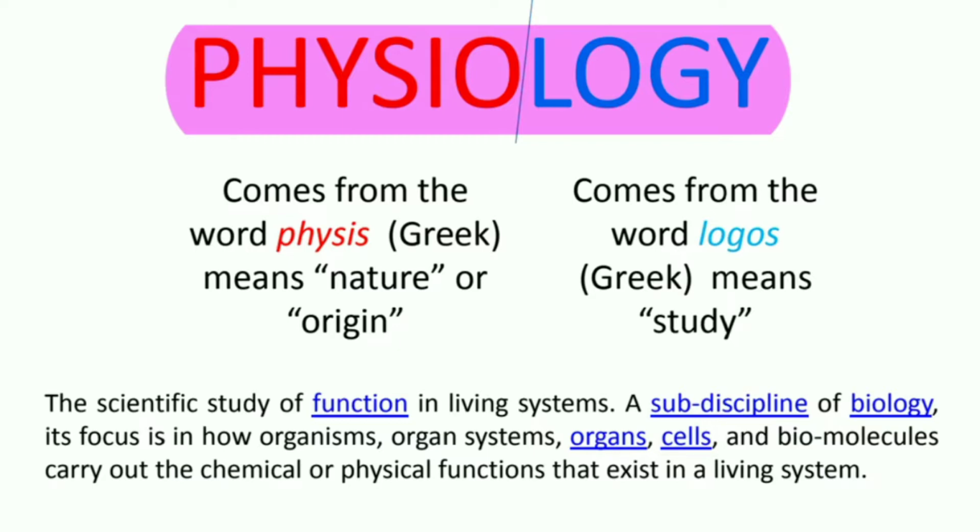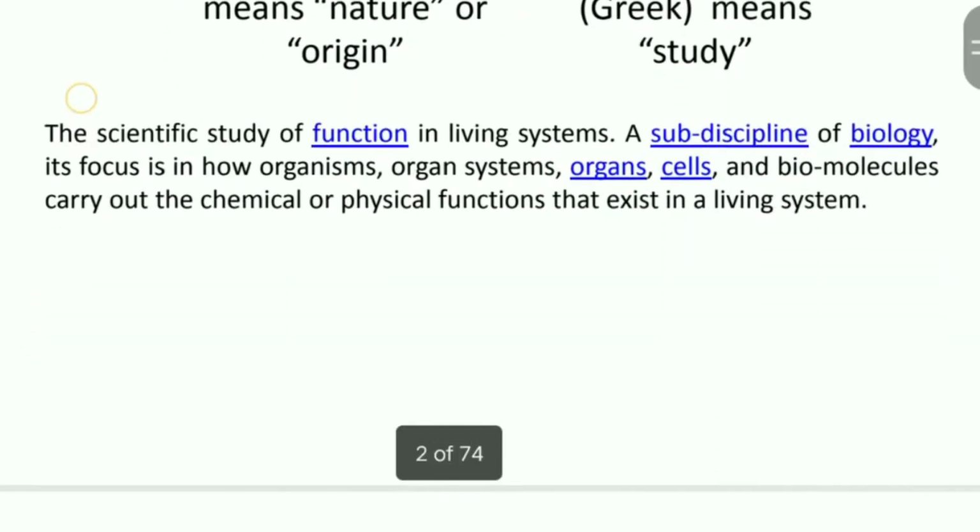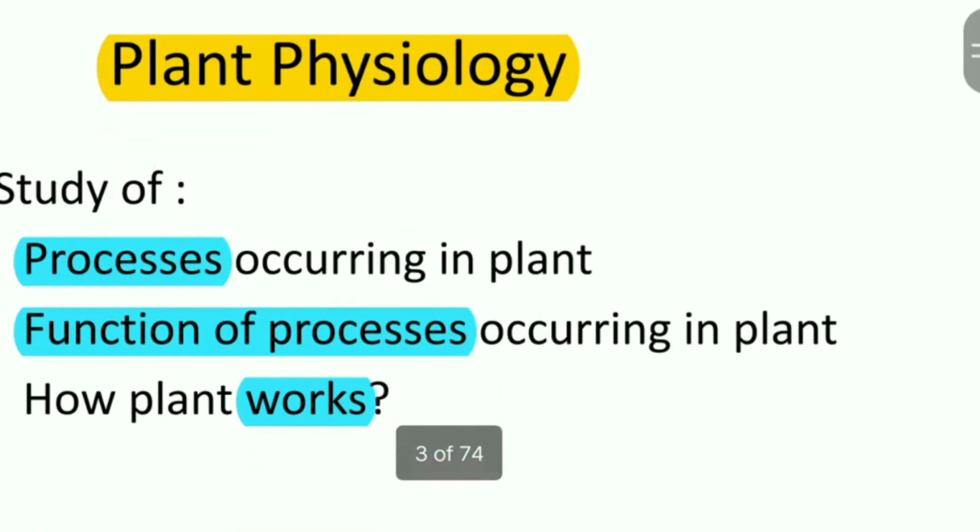It is a subdiscipline of biology, and its focus is on how organisms, organ systems, organs, cells and biomolecules carry out the chemical or physical functions that exist in a living system. Now, what would we be studying in plant physiology? We would be studying the processes which occur in plants, the function of those processes, and how the plant works.